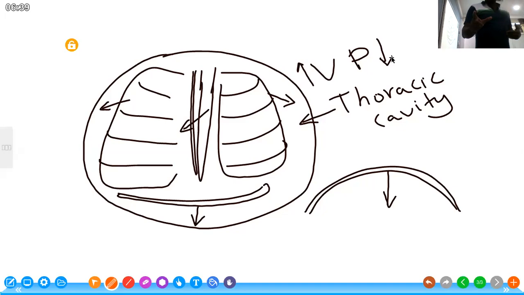This process is an active process because for the contraction of muscles, ATP or energy is needed.